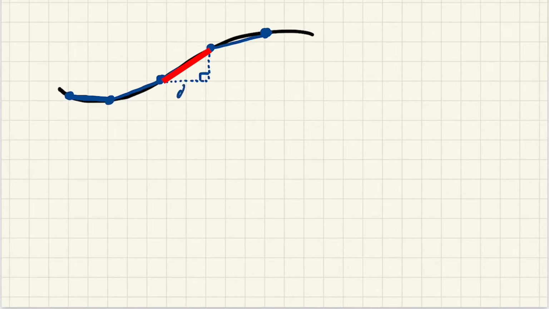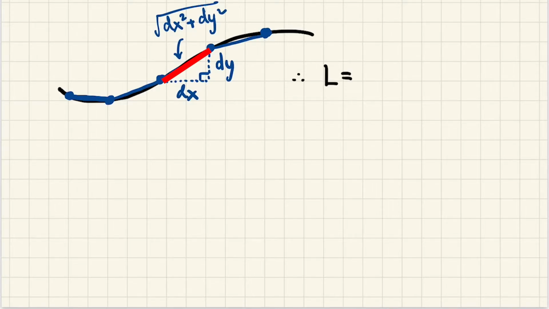For instance, this horizontal length we can call dx. It's a tiny bit of the x direction. And this vertical length we can call dy, which is a tiny bit of the y direction. So we can therefore calculate that this hypotenuse of the right triangle formed by dx and dy, by the Pythagorean theorem, would have a length of the square root of dx squared plus dy squared. And one could therefore conclude that the arc length L is merely the sum of dx squared plus dy squared under a radical.